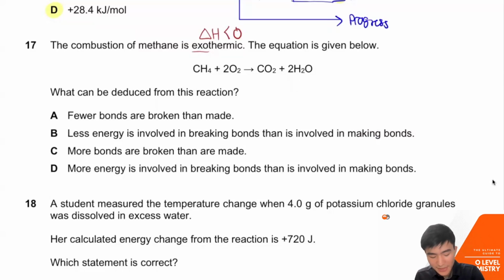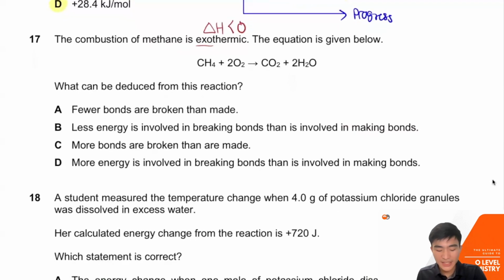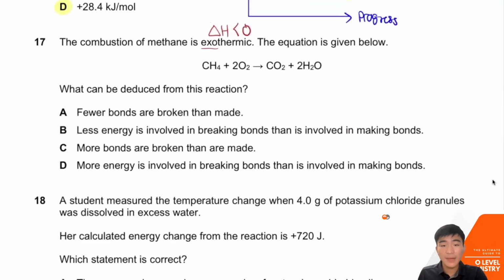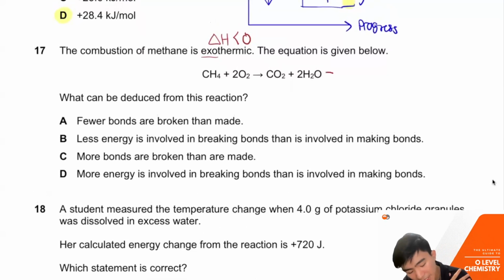Now, the equation is given as below. So we have methane reacting with oxygen in a combustion reaction to form CO2 and H2O. That means it will give out heat also. So this reaction will give out heat. Okay, what can we deduce from this reaction?